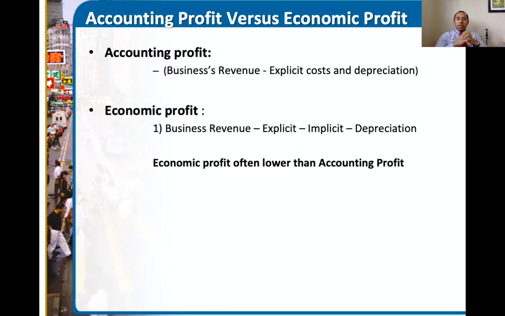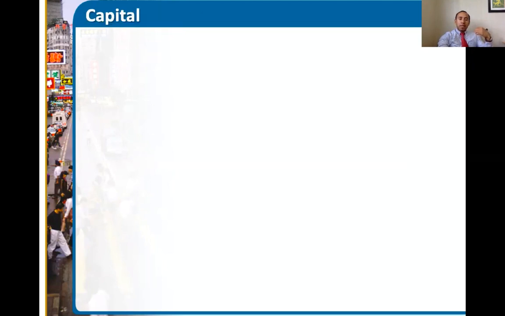Both of them are going to decline a lot in the next month or the next 2 months for most people and most businesses. So we need to consider that economic profits are often lower, but both are going to decline at least for the next 30 to 45 days.